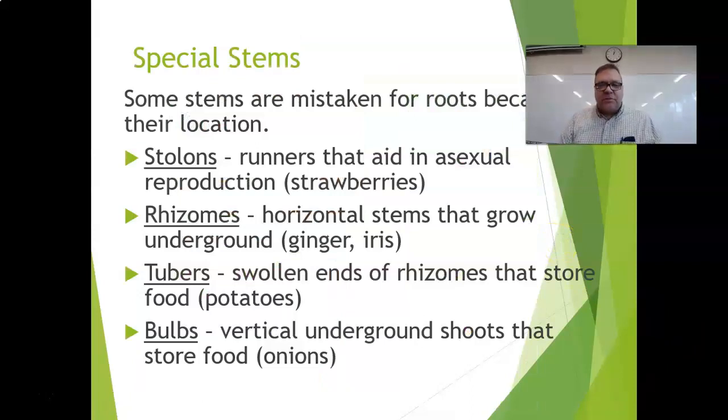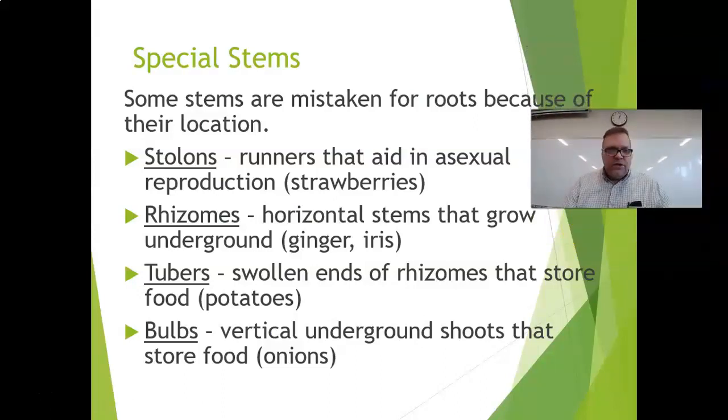There are also some special kind of stems that we can find. So, stems are mistaken for roots because of their location. Sometimes a stem can be very, very low down, and people think it's a root because it's a little bit underground, but it's not necessarily a root. So a stolon. A stolon is a runner that aids in asexual reproduction. Example would be a strawberry.